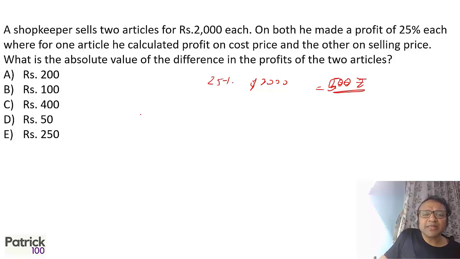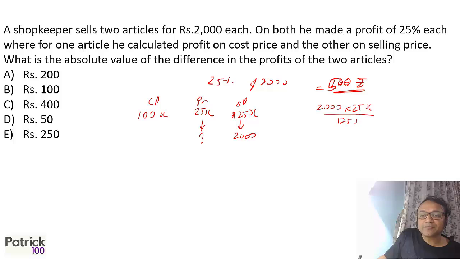Now on cost price, let his cost price be 100x, just for the sake of it. So profit will be 25%, 25x. So selling price is 125x. Now this 125x stands for 2000. So profit 25x will stand for how much? Cross multiply: 2000 into 25x upon 125x. If you calculate, this becomes 400 rupees. So difference is 100 rupees. B option. The absolute difference between two articles is 100.